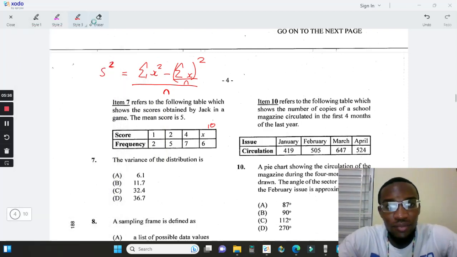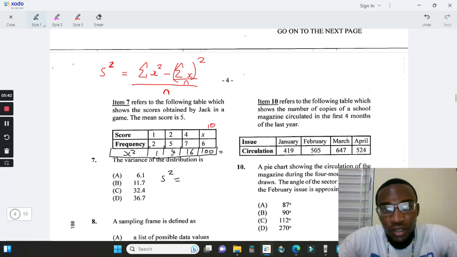Now that we have x is 10, we can use that to find the variance. So now we need an x squared column. X squared: 1 squared is 1, 2 squared is 4, 4 squared is 16, and 10 squared is 100. So the variance s squared is the sum of x squared. Add them now: 116 plus 4 is 120, plus 1 is 121. This is 121 minus the sum of x. We'll add these now: 1 plus 2 plus 4 is 7, plus 10 is 17. So that's 17 squared over n, which is 20, all divided by n.